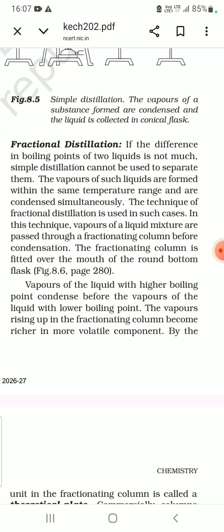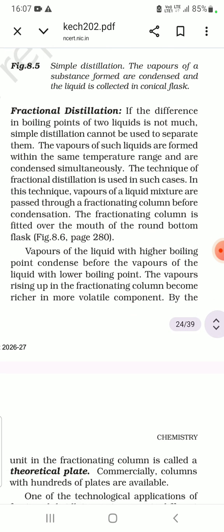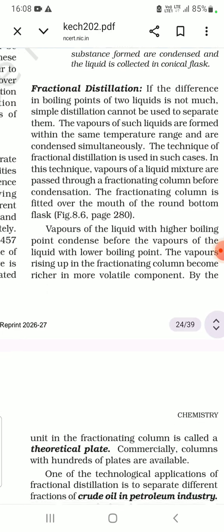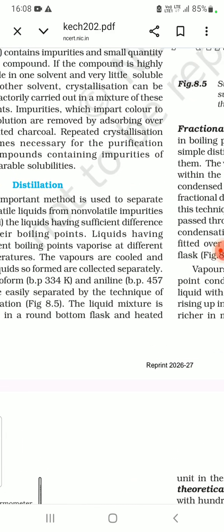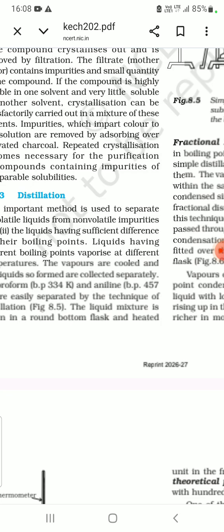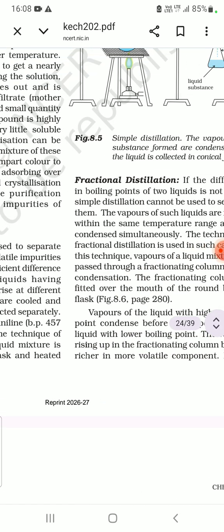Fractional distillation is used. Simple distillation cannot be used, because vapors of the liquid with higher boiling point condense before the vapors of the liquid with lower boiling point. Vapors of the liquid with higher boiling point condense before the vapors of the liquid having lower boiling point. And here, to separate the volatile liquid from non-volatile impurities and sufficient difference in boiling point, simple distillation is used.